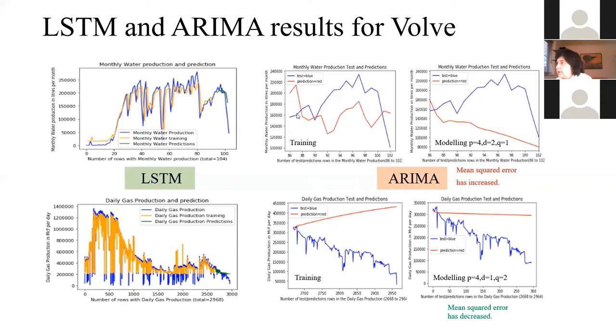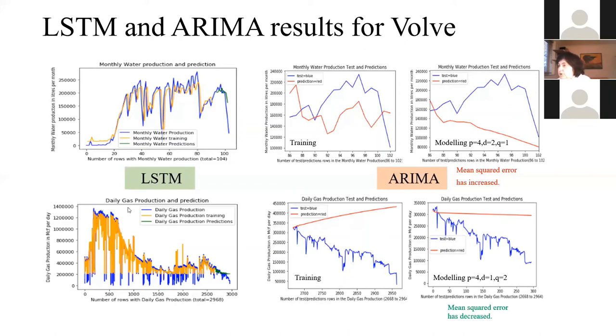Unfortunately, this is the real data in blue, and the predictions are in red, and they do not really match. If you do an ARIMA modeling with P4D2Q1, the mean squared error has increased. So the area here is larger than here.